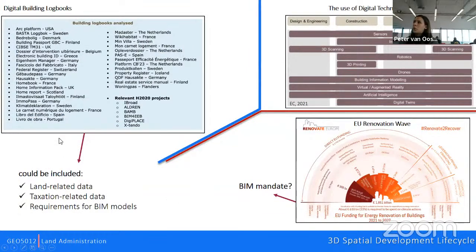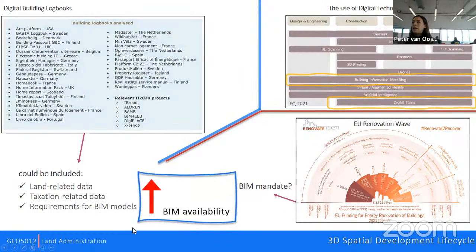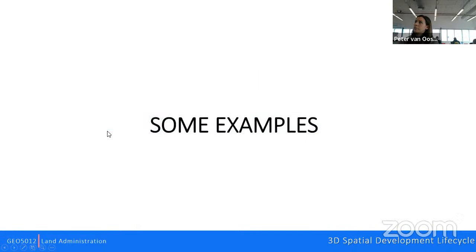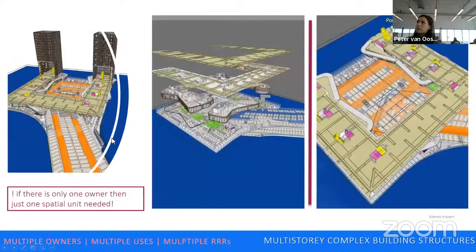So why I put all those things here is because I think that we will really have a huge amount of BIM data available in the coming years, and we should take advantage of it to enrich it with different sources of data, land related or maybe taxation related, in order to use it for other purposes. Yeah, and I will give some examples of work that has already been done also here at TU Delft.